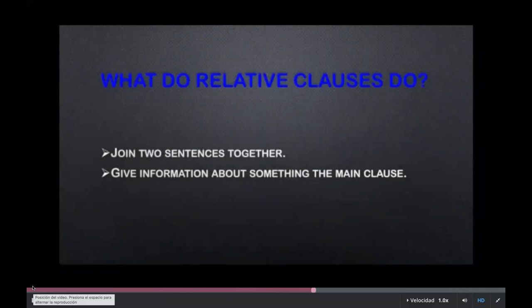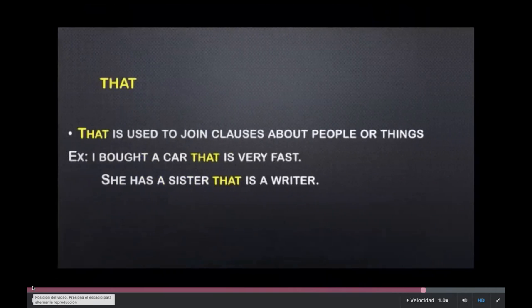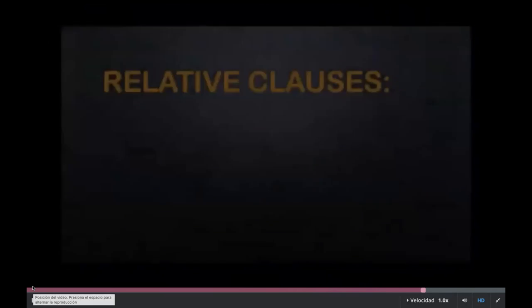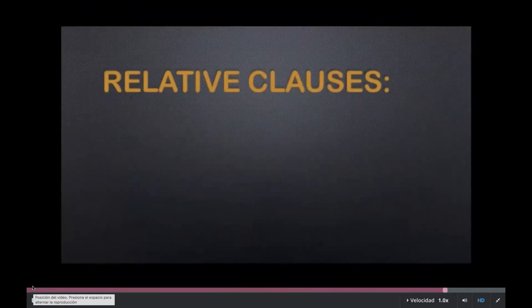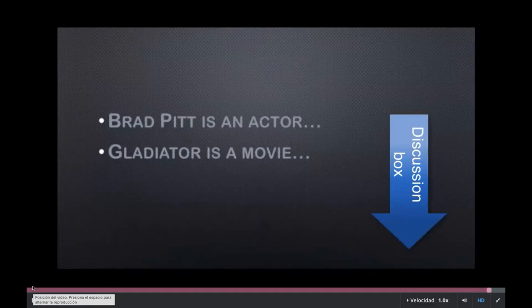We want you to know what relative clauses do. They join two sentences together and give information about something in the main clause. Relative clauses are joined by relative pronouns who, which, that. Who is used to join clauses about people. Which is used to join clauses about things. That is used to join clauses about people and things. Hope this topic wasn't so complicated. Try with these following sentences. I will give you the first part of the sentence and you finish it using a relative pronoun. Ready? Brad Pitt is an actor. Gladiator is a movie.